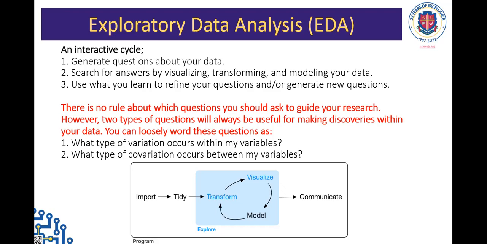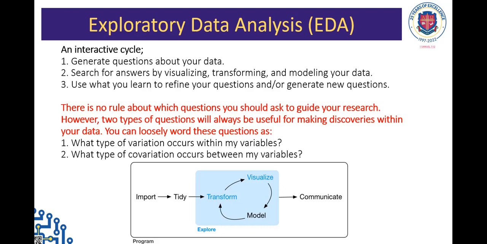But there is no set rule within the questions you ask, okay? However, two types of questions will always guide you. These questions always revolve around the type of variation that occurs within a variable, and the type of covariation that happens between variables. So essentially, if you have two variables like car make and fuel usage, are those variables having the same pattern of variation as time goes on, or as the mileage is increased?